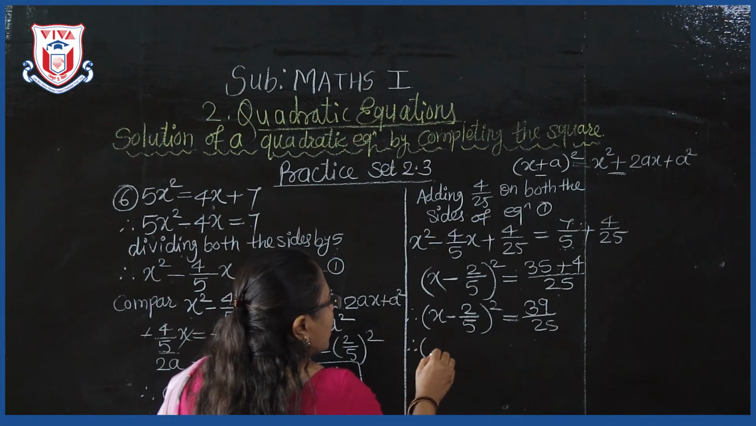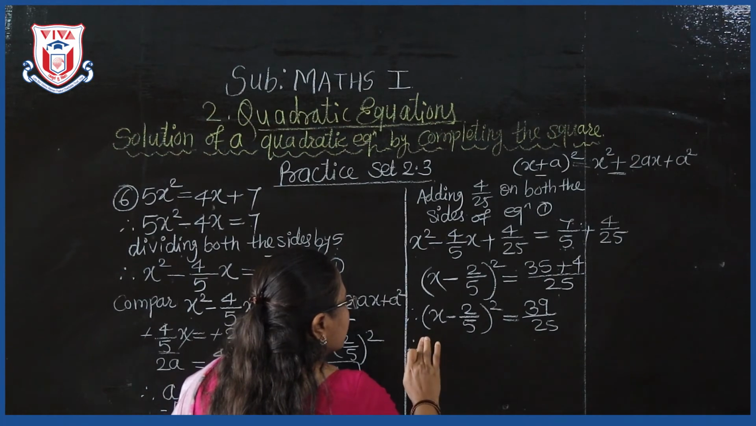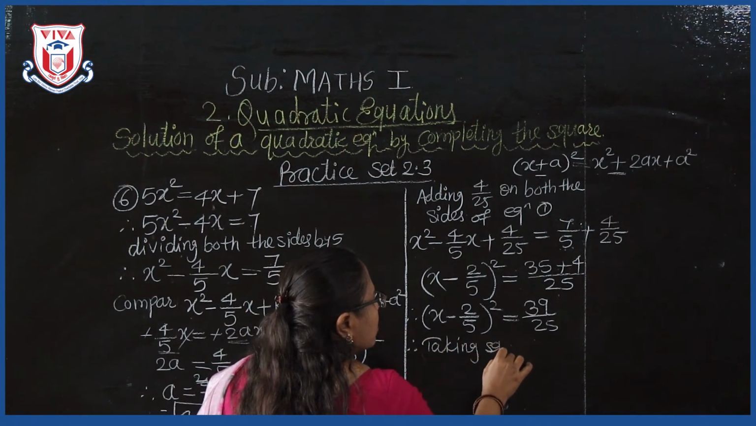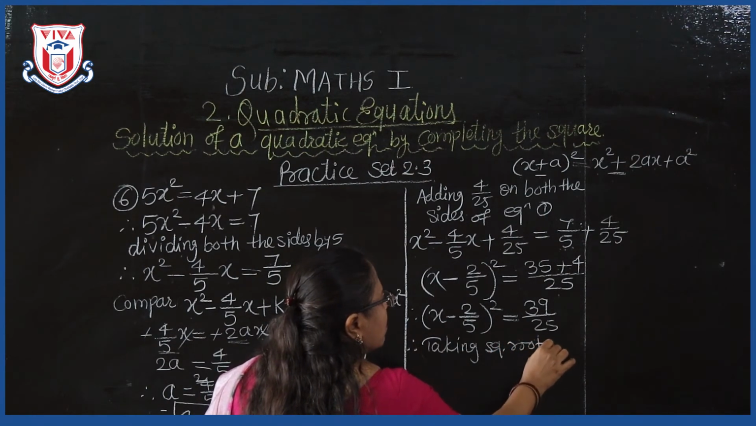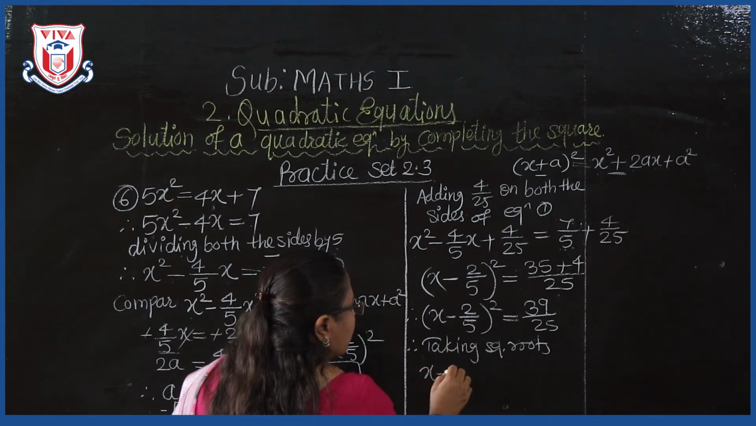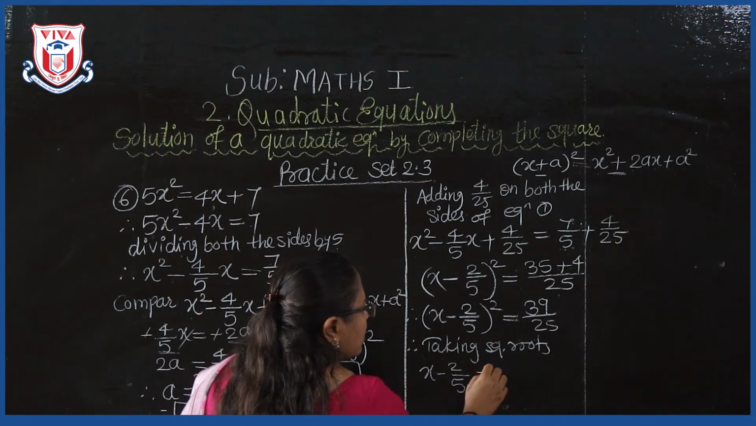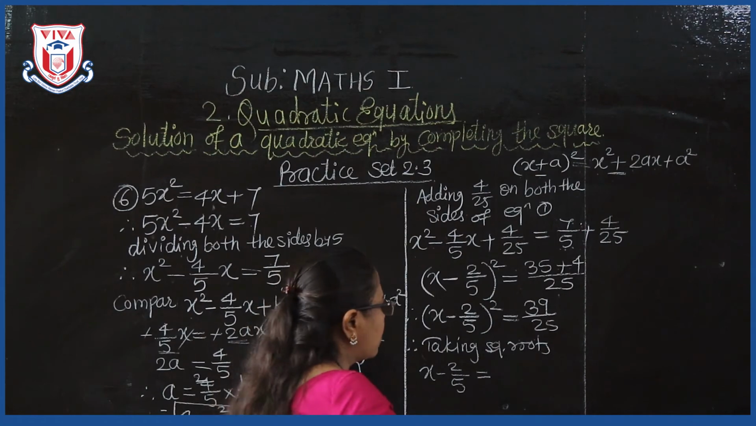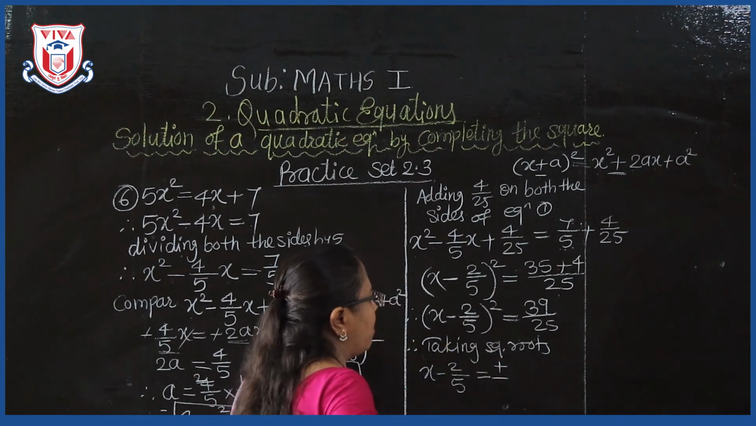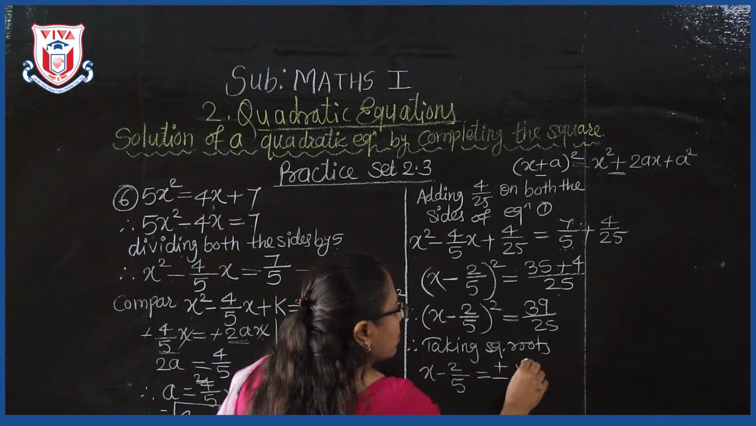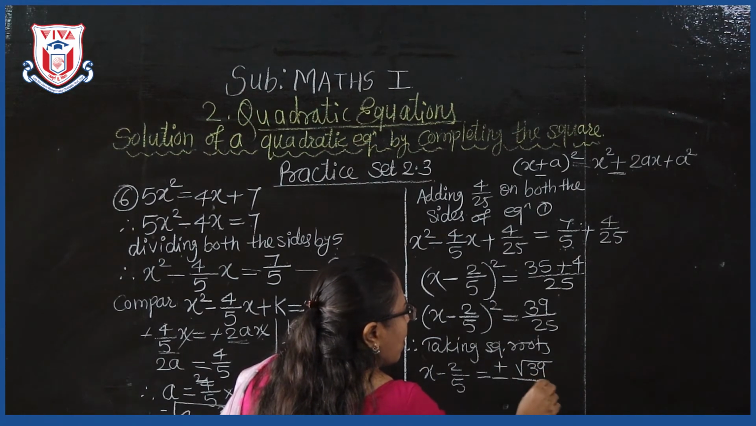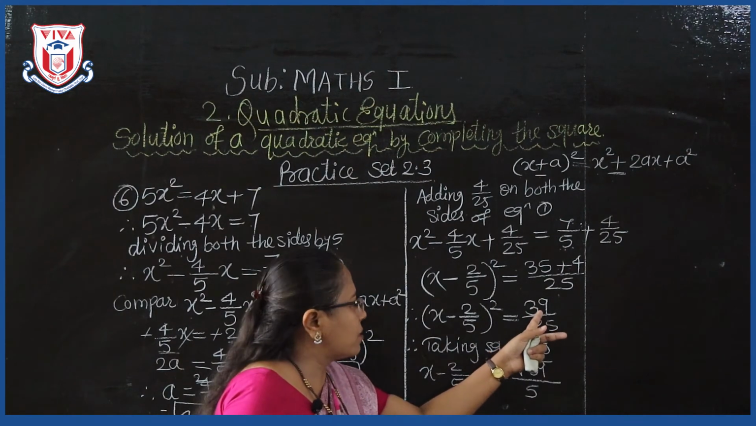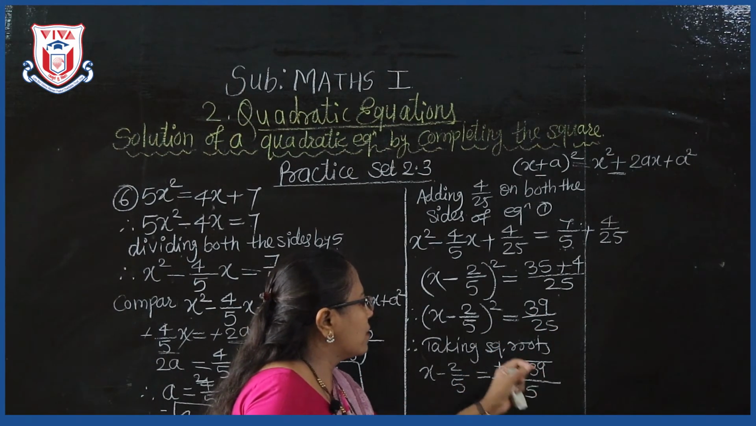Therefore, taking square roots, x minus 2 upon 5 is equal to, as I told you in the previous example, the square root may be plus or minus. Square root 39 upon 5. 39 is not a perfect square, so its square root is square root 39.